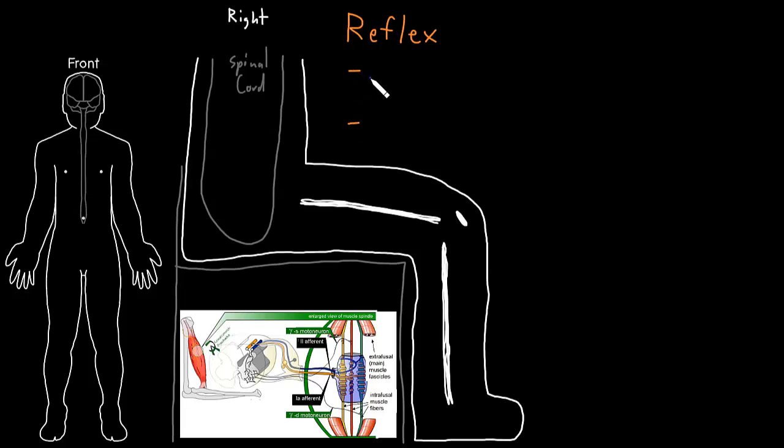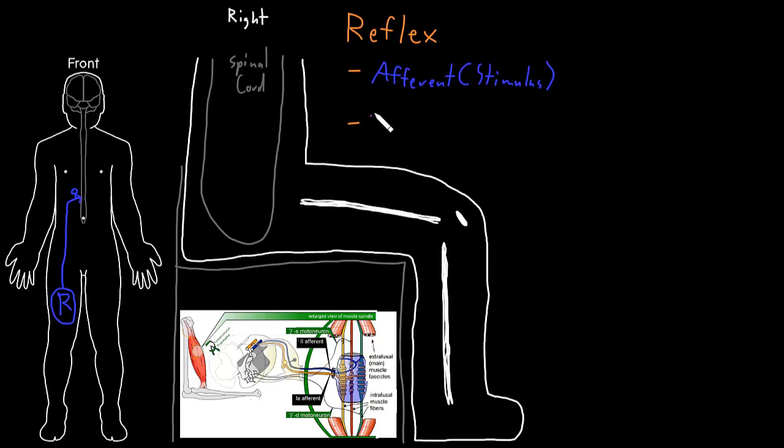All reflexes have two parts. The first part is called the afferent part. Afferent involves bringing information about a stimulus into the central nervous system. So there'll be some sort of receptor somewhere in the body that can detect the stimulus, and then there'll be some sort of neuron that brings that information into the central nervous system.